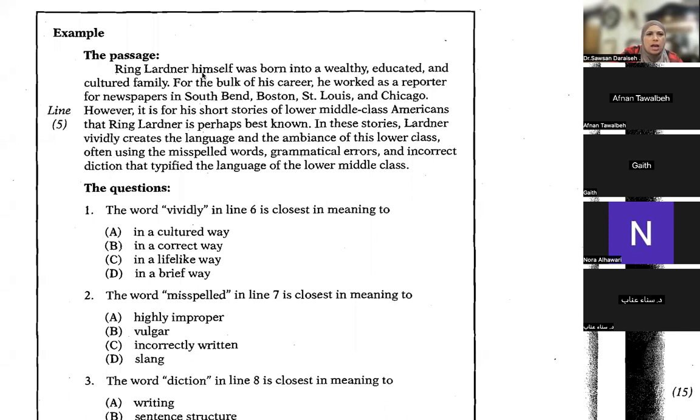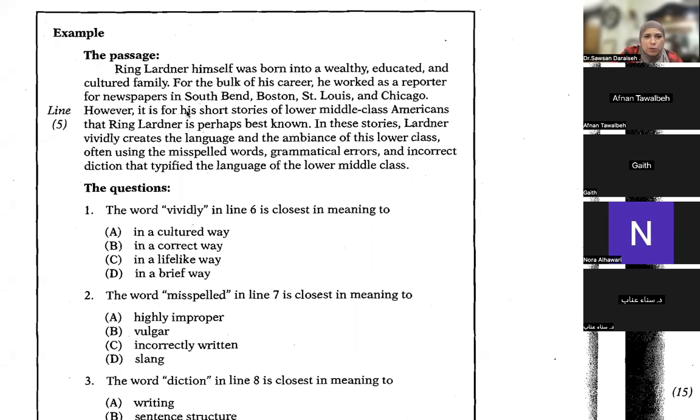Okay, anyway, for a newspaper, see guys, he worked as a reporter. For what? For a newspaper, for newspapers even, not just one. In South Bend, Boston, St. Louis, and Chicago. So these are different places, look at the commas. South Bend is a place, Boston is a place, St. Louis, and Chicago. All of these places, the newspapers that were published in these places, he brought them some kinds of news stories because he was a reporter, all right?